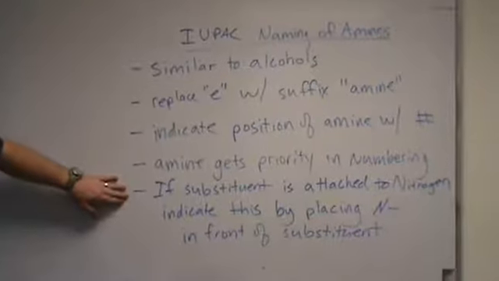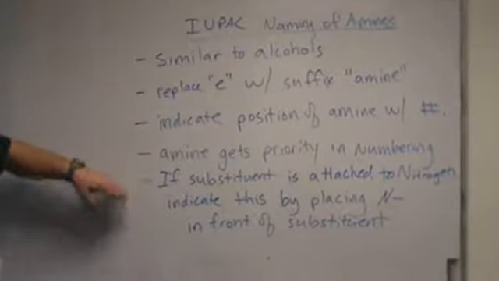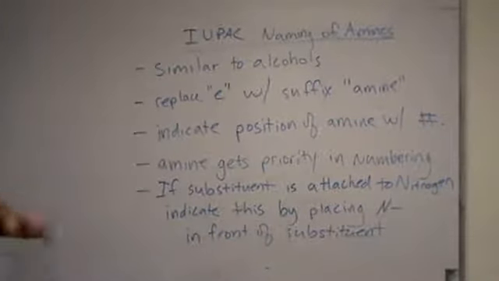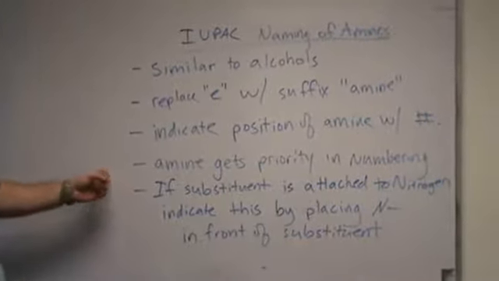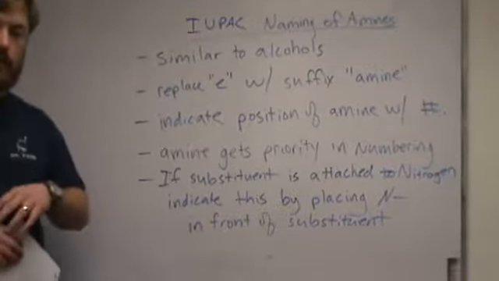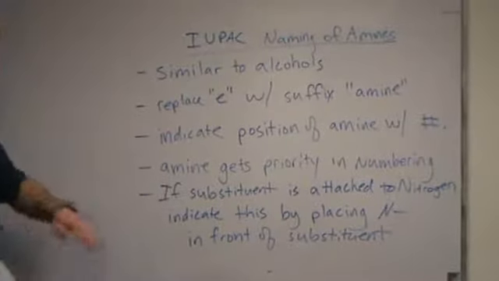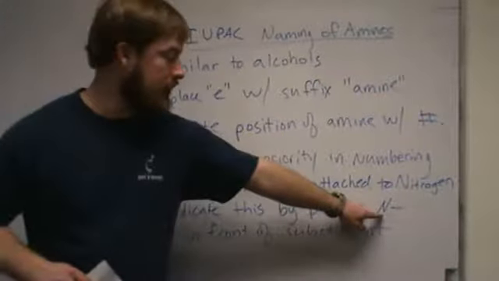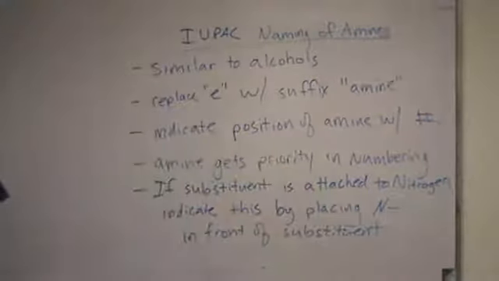Now here's the big difference. If we have a substituent, because remember we can have a primary, secondary, or tertiary amine. So if we have a substituent that is attached to nitrogen, that's not the parent chain, it's a substituent, we indicate that it's attached to nitrogen by placing the N with a dash in front of it.